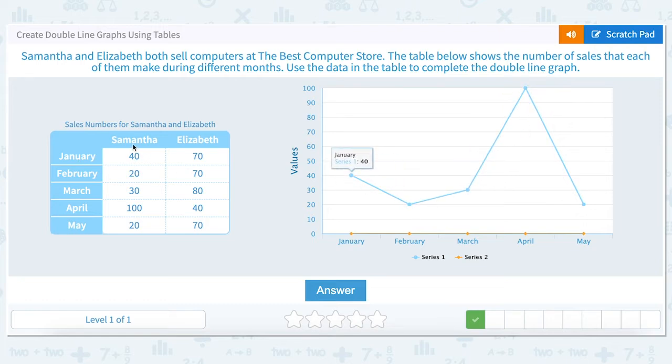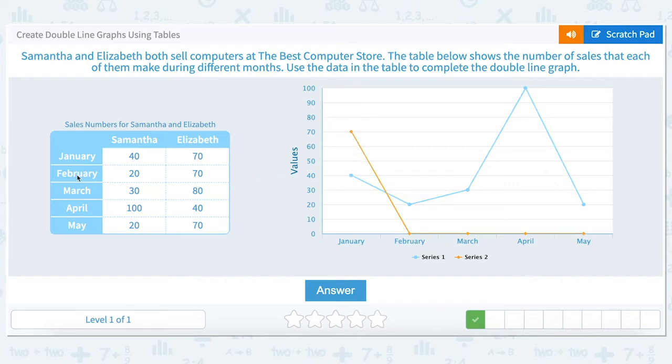The first set of data is for Samantha. The second set of data is for Elizabeth. Let's go ahead and graph Elizabeth's data. Starting with January on the x-axis, Elizabeth sold 70 computers at the Best Computer Store. Those values are on the y-axis. Let's go to January on the x-axis and travel up the y-axis until we reach 70 and plot a point.